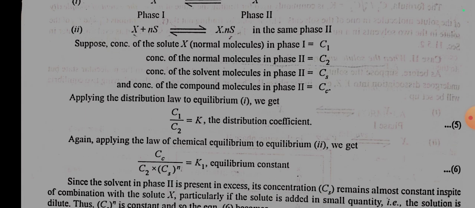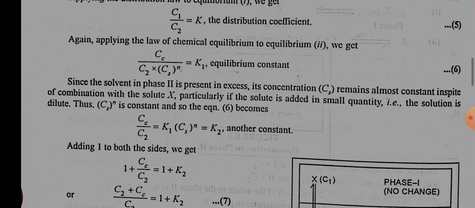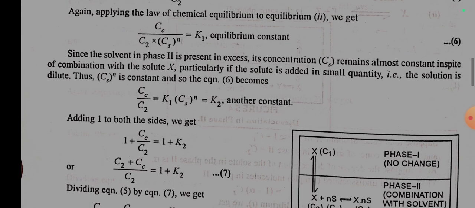Suppose the concentration of solute X in phase 1 is C1, the concentration of normal molecules in phase 2 is C2, the concentration of solvent molecules in phase 2 is Cs, and the concentration of the compound molecules in phase 2 is Cc. Applying the distribution law to equilibrium 1, we get C1/C2 = K, the distribution coefficient. Again, applying the law of chemical equilibrium to equilibrium 2, we get Cc/(C2 Cs^n) = K1, the equilibrium constant.